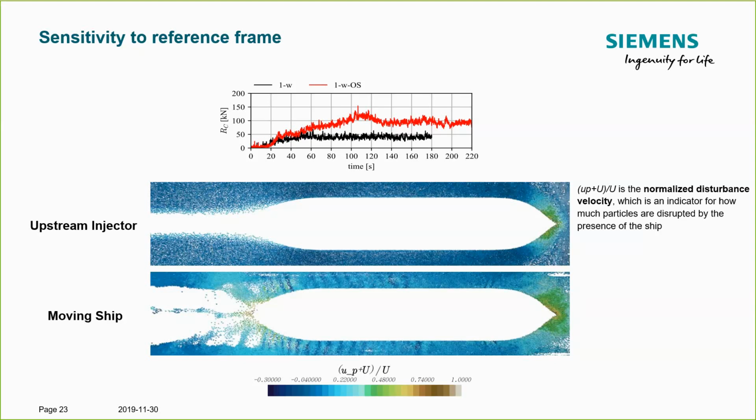And you can see here that for the moving ship approach, where the reference frames are consistent, there is a much higher disruption of particles, especially across the midship body. And you can also see that the wake behind the stern is somewhat more irregular than what you can see in the upstream injector approach, and that is attributable to the fact that if you inject at the velocity of the flow, there is a more dominant downstream drift of these particles.